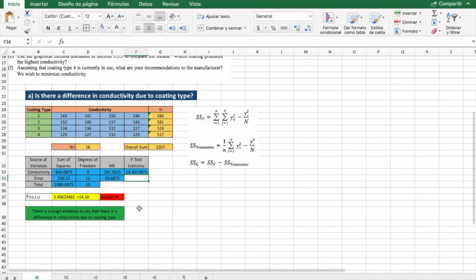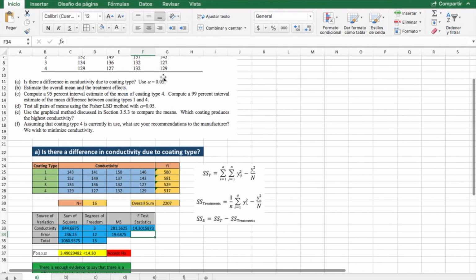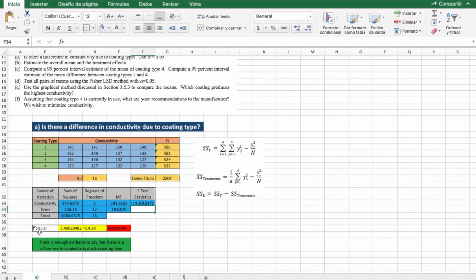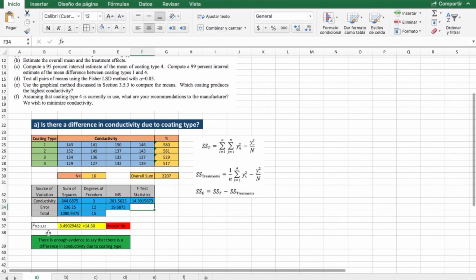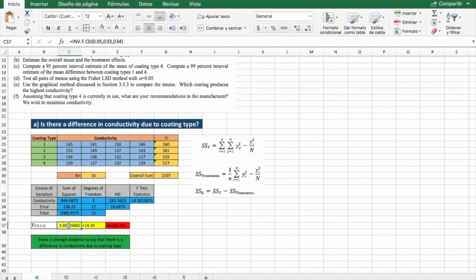Then to obtain the final hypothesis, you need to go to the F table and check what number you are going to have. The problem tells us that we have to use alpha of 0.05. So you have to go to the table and check 0.05, then the degrees of freedom of the conductivity and the degrees of freedom of the error. And this gives us 3.49.